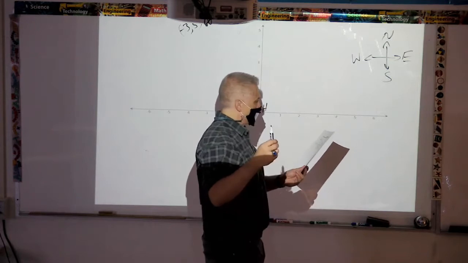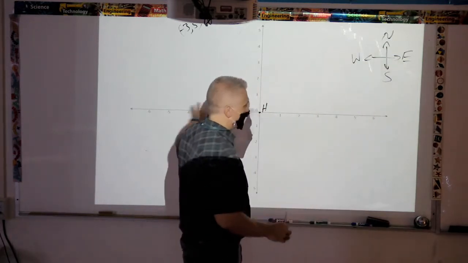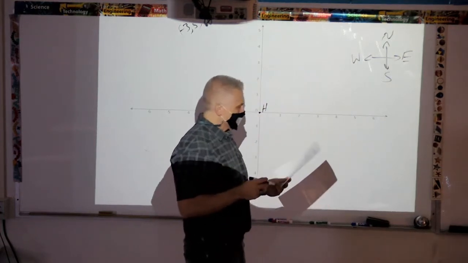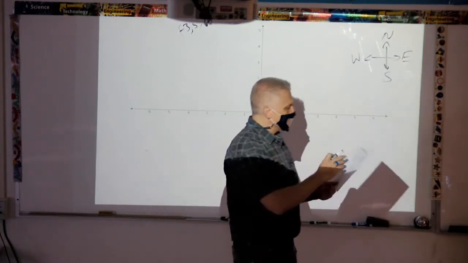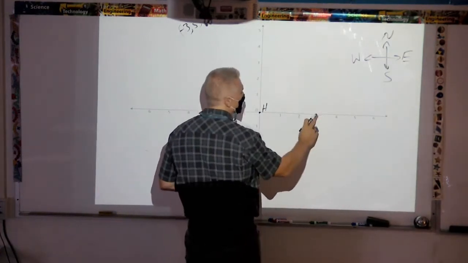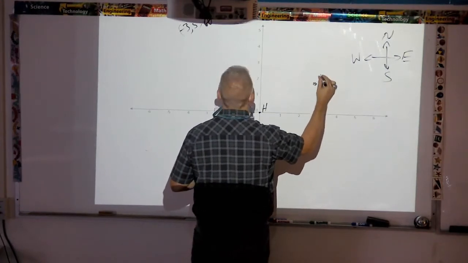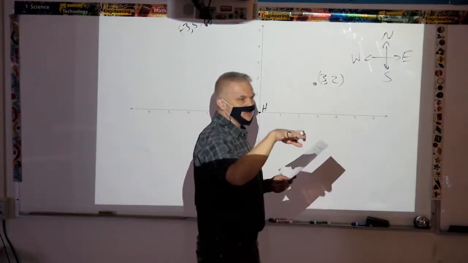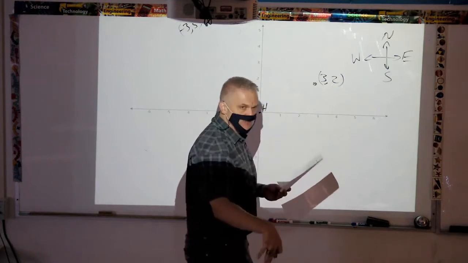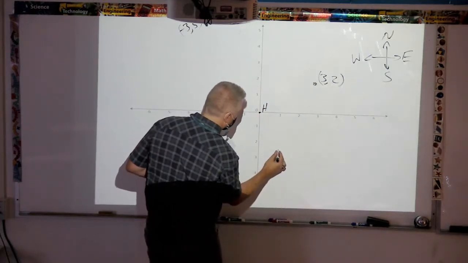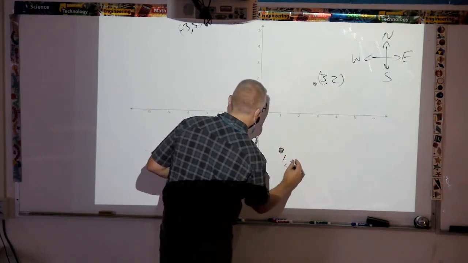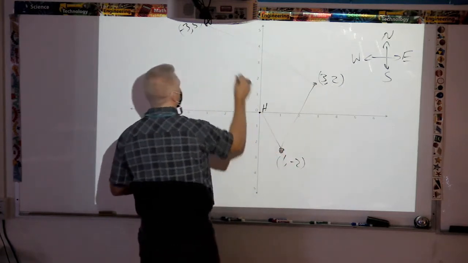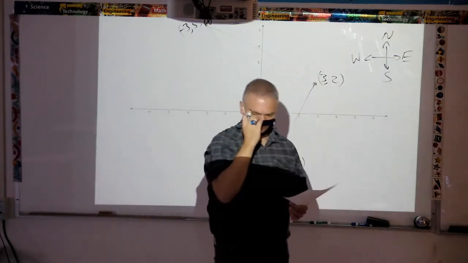So if they say you go west 3, you go left 3. If they say you go north 5, you go up 5. So let's say now we're going to go east and north. Okay? 3 units east, and then 2 units north. Okay? And then you go 1 unit east and 2 units south. So 1, 2 units south. And if you connect those dots, you've got a triangular piece of property, whatever.